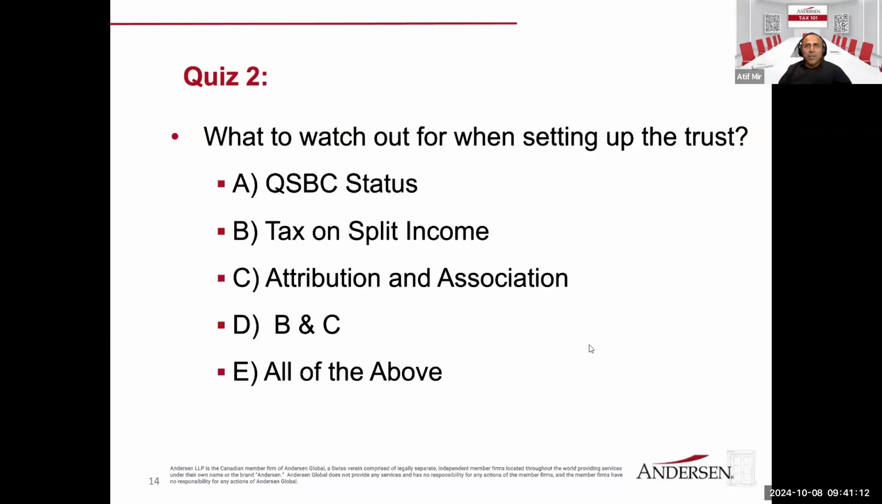Okay, B and C are 34%, and all of the above are 62%. And the right answer is D, tax on split income, attribution, and association. QSBC status, it's a slightly tricky question. I get it. QSBC status is something you have to watch out for. Actually, sorry, QSBC status is something you are watching out for as well for the lifetime capital gain exemption. So I stand corrected. The answer is all of the above.